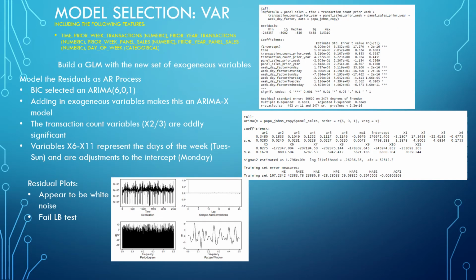Next up, we're going to try a little VAR model. So typically, this is how we would do things at work. We would definitely like to add well thought out lag variables. In this case, we're going to use the last week's panel sales and the last year's panel sales, in addition to the last week's transaction count and the last year's transaction count. We're going to add time so that we do get serially correlated residuals, and we're also going to add a categorical predictor for the day of the week.